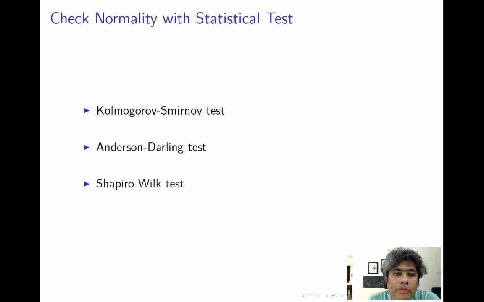Other than the Kolmogorov-Smirnov test for checking normality, there are two other tests available. One is the Anderson-Darling test, another is the Shapiro-Wilk test. You can use either of these also, in place of the Kolmogorov-Smirnov test.